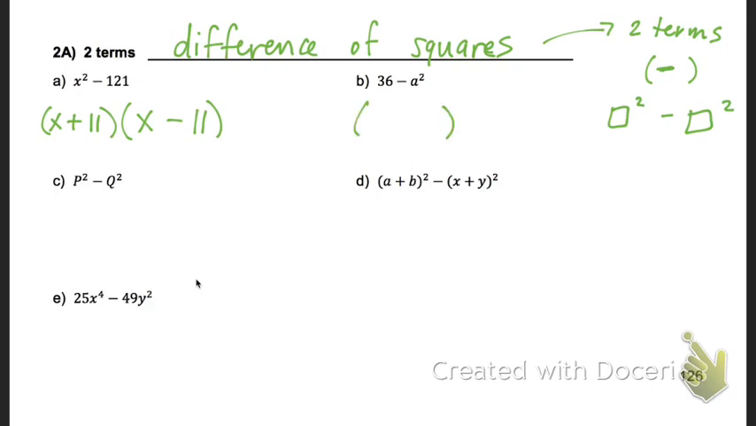Okay, so it's being recorded, right? I have to do the first term first, so it's going to look like 6 plus a, 6 minus a. Would that change the problem if you didn't do this? Yes, it would. You have to do the first term, whether the number is first or not. Okay, what about part C? This is p plus q, p minus q. Good.